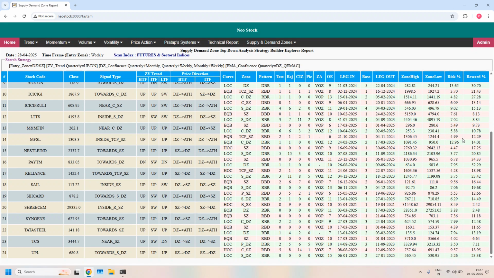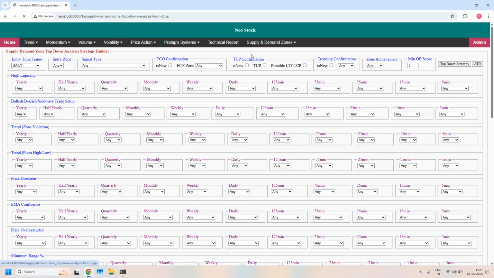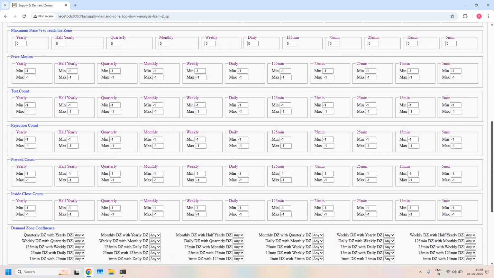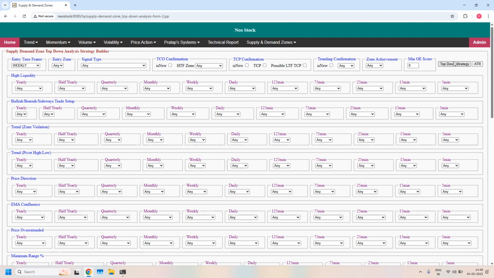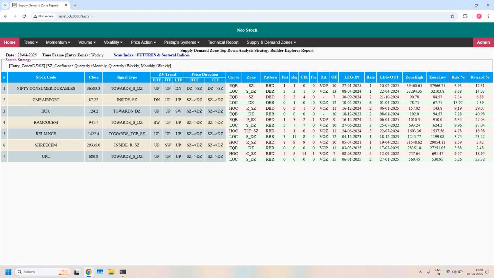Okay, similarly we will look into supply zones also. For weekly time frame, in the supply zone confluence, three filters we will set: weekly, monthly and quarterly. So weekly supply zone confluence with monthly supply zone, weekly supply zone confluence with quarterly supply zone, and also monthly supply zone confluence with quarterly supply zone. By setting all the three filters, we got 7 stocks.